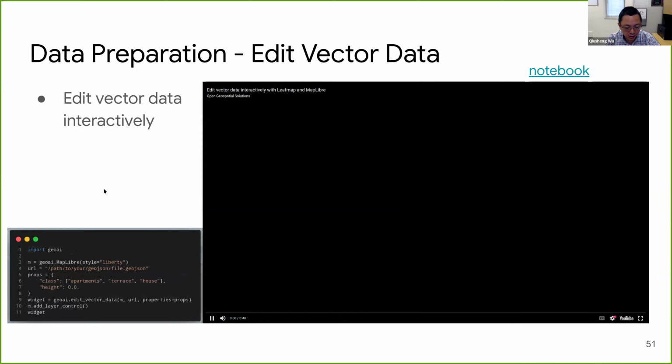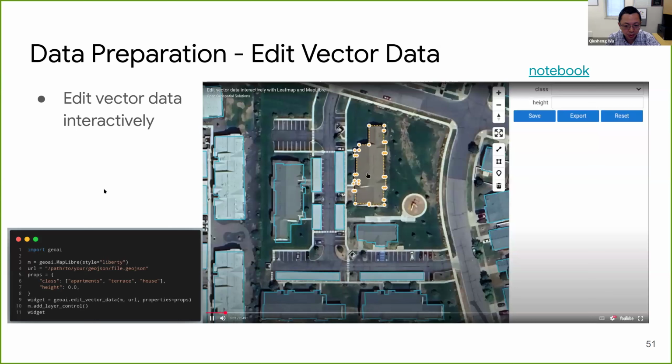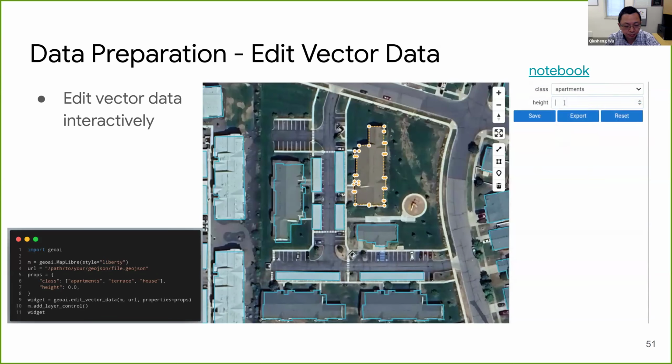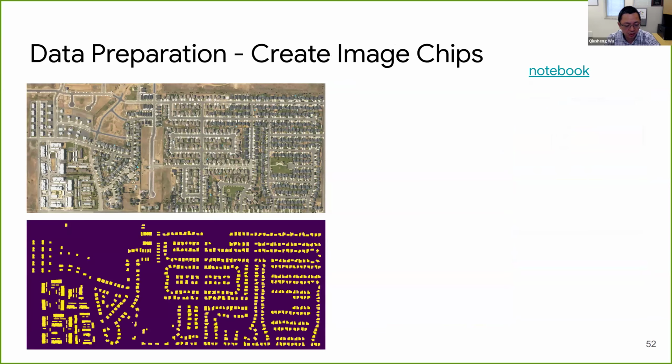You can also edit vector data. Sometimes you might already have some training data and you want to edit some of the data to make it more accurate. You can also do that easily using GeoAI. And then once you have the data ready, for example, this is a use case. I have the aerial imagery or satellite imagery, and I also have some buildings here downloaded from Overture. Now I want to train the model to do building detection on other imagery that don't have the building labels. And so this is what you're going to do.